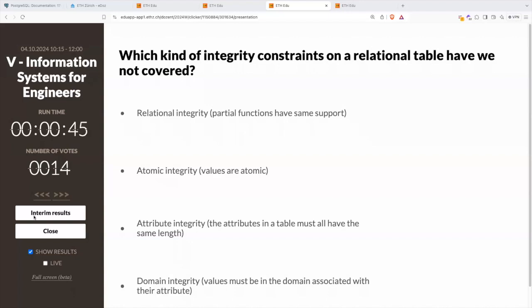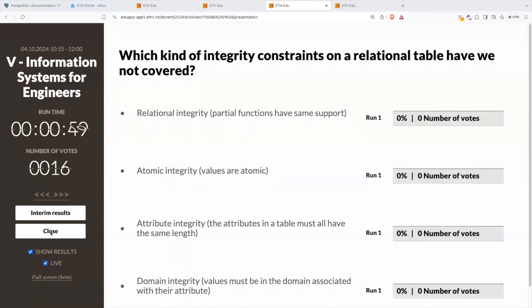Okay. Let's take a look. And yes, indeed, that's the attribute integrity, right? So this is the one we didn't talk about, and it actually doesn't exist. That's also totally made up. There is no reason why the attributes, so that's the names of the columns, right? There's no reason why they have to have the same length. All right, and the other three are indeed the three fundamental constraints that we have on a table.